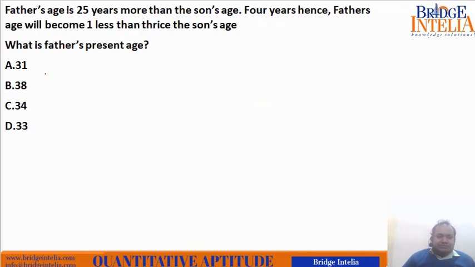Let's move to next one. Father's age is 25 years more than the son's age. So current scenario. There is a son. Assume his age to be X. So father's age, 25 years more.